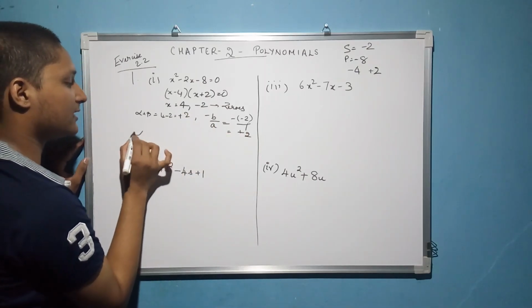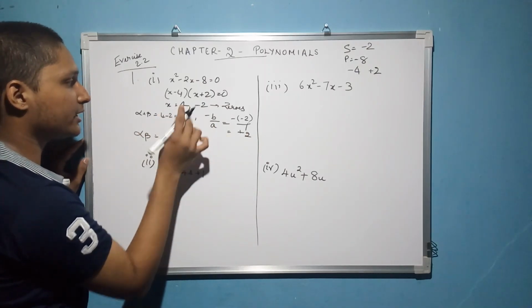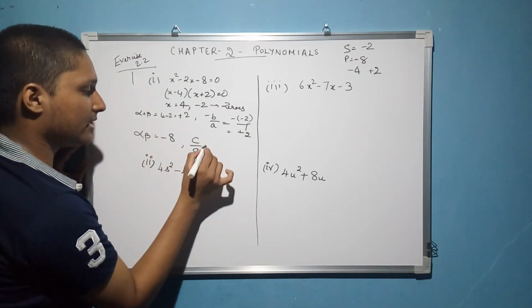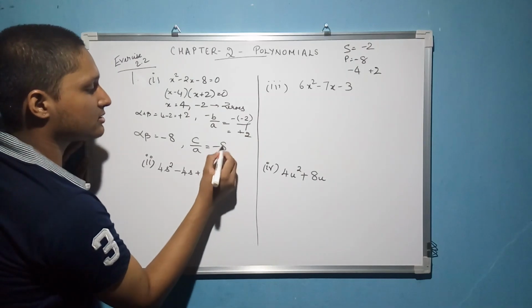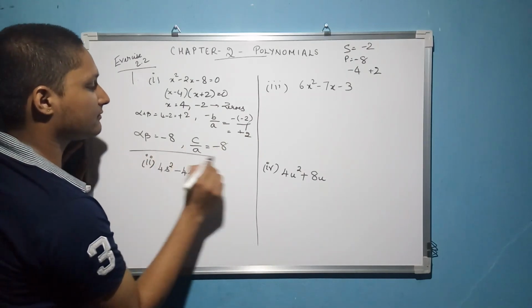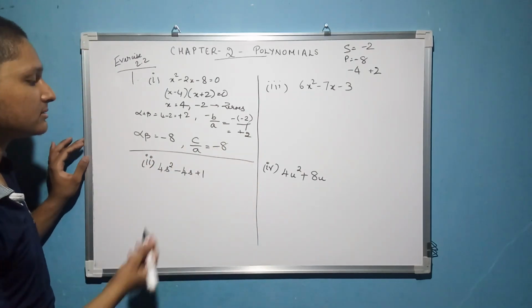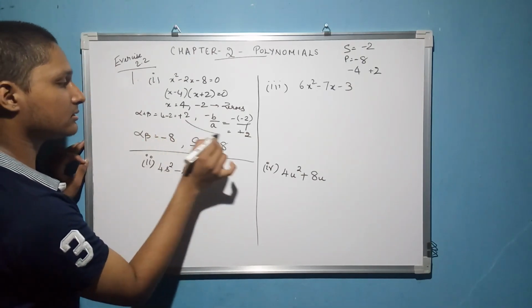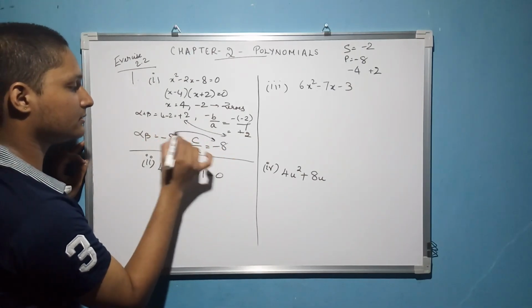Okay, now you have alpha beta. Alpha beta is equal to 4 into minus 2, that is minus 8. Then what is c by a? C by a is also minus 8 here. So you just found out that the relation was correct. So we are going to do the next question here.